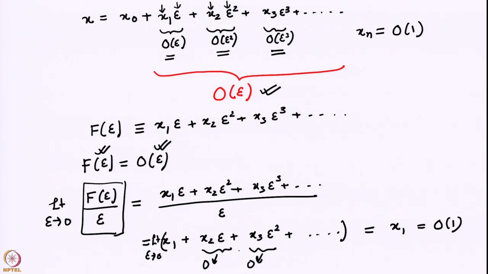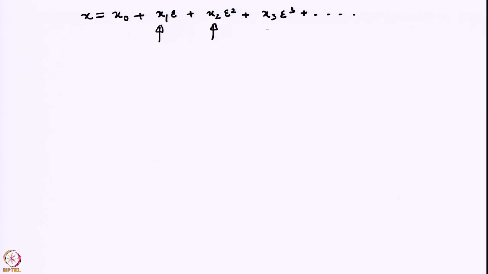So what we have said is that x is equal to x0 plus x1 epsilon plus x2 epsilon square plus dot dot dot. And what we want to determine are these corrections x1, x2, x3, and so on and so forth. Let us see how we do this. The process is simple. We just substitute this into our governing equation, and then we collect coefficients for every power of epsilon. So let me rewrite our equation here.